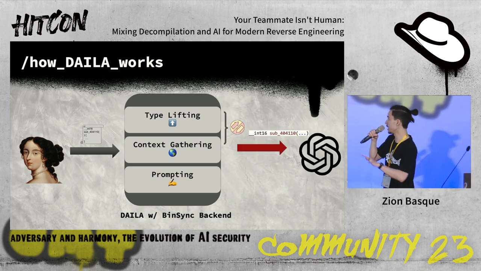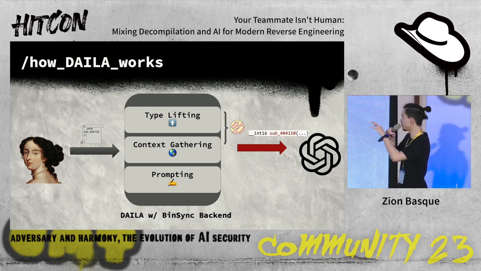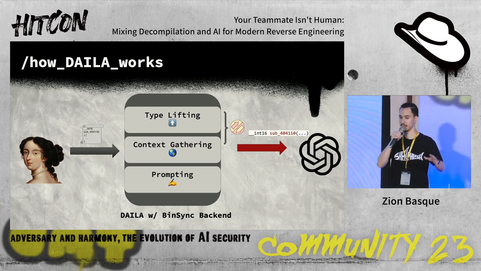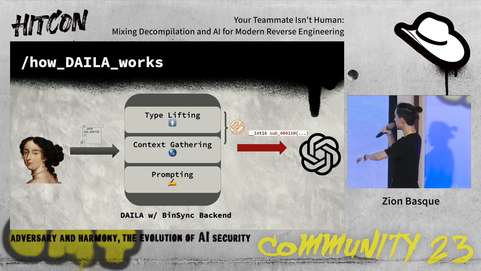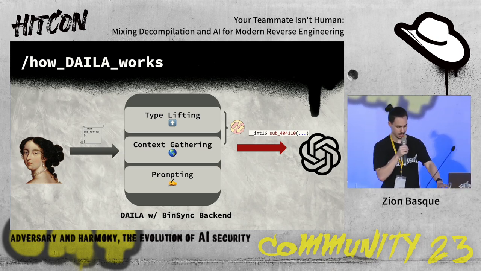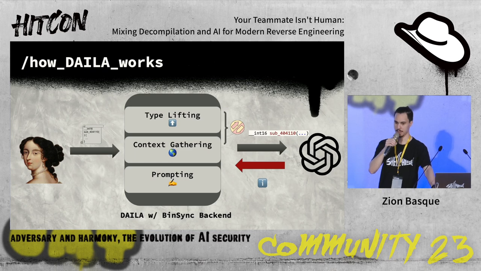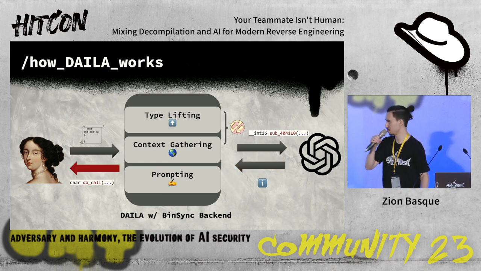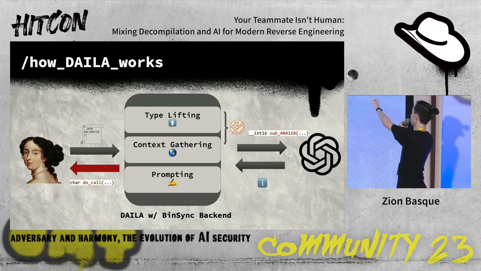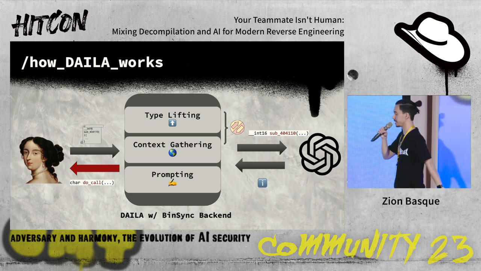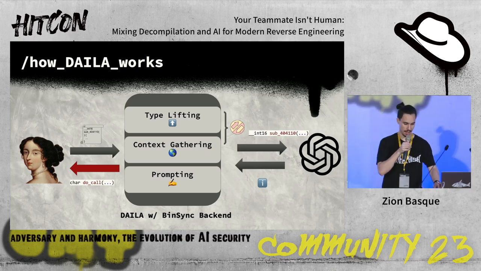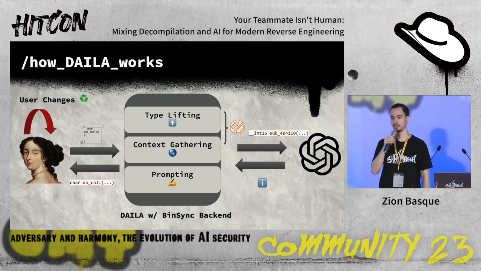So next, after you've taken all this information, you've done the prompting, you have the context gathering and the type lifting, you pipe that back into your AI agent, take the changes out, and then right back through the pipeline, type lift back down to the decompiler. Boom, what comes back is this do call instead of this sub. And the types may be completely different. And then we fit that into your decompiler.